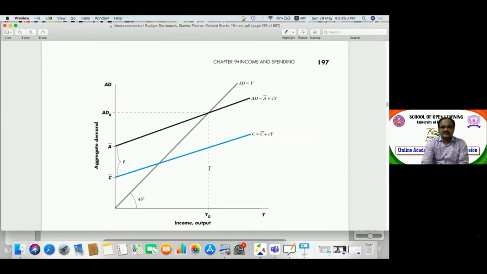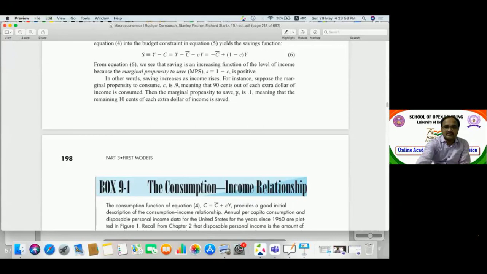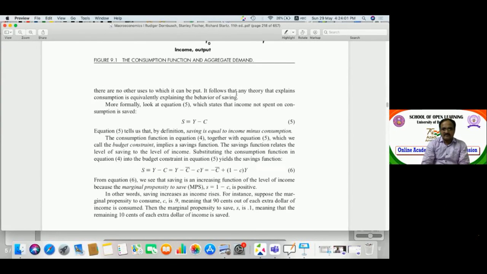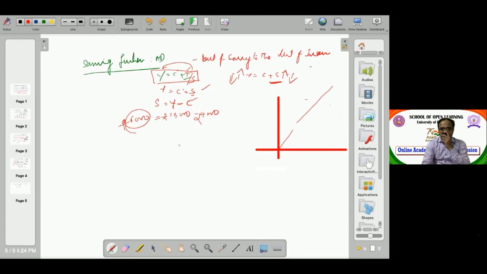This is the consumption function, the blue line. So aggregate demand is shifted to the right, and the saving function is here. You can look at how you can get this. Look at S is equal to Y minus C. It tells that saving is equal to income minus consumption. So what is the C? Already we know what the C is.